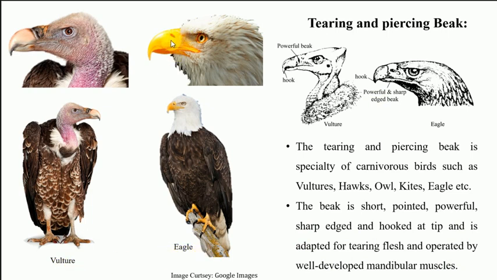So here in the diagram you can see the beak is quite short, it is highly pointed at the tip, and it is heavily built. Particularly if you see the beak of the vulture, it is powerfully built, and it is so strong just to remove the flesh from the bones. So this is about the tearing and the piercing kind of beak.